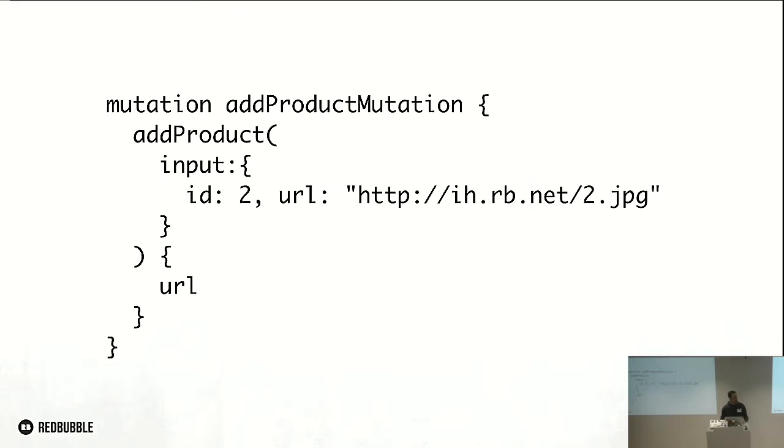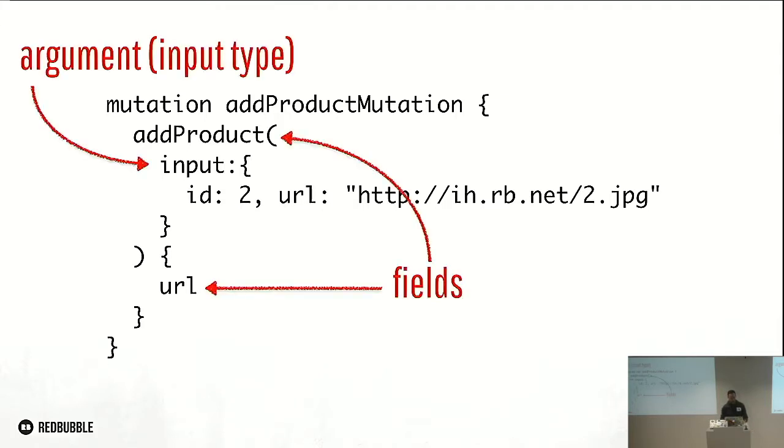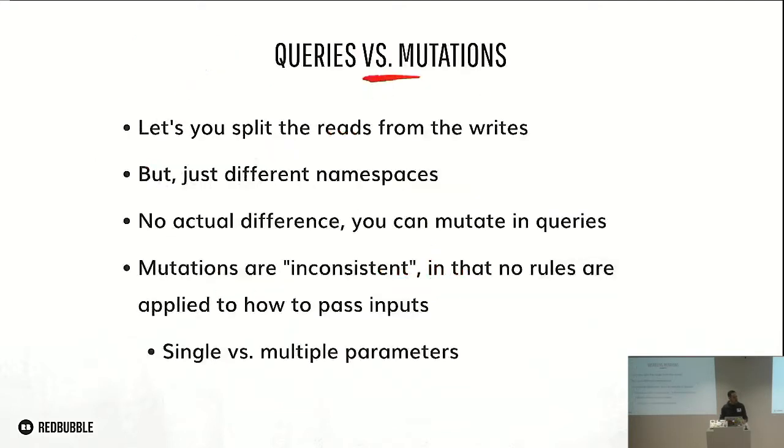So this is adding a product. We've got an input argument here, and again, we're adding a product with an ID of 2 and a URL. And the thing with mutations is that you can ask for the data back again. So when you've made that mutation, you can ask for the data back again. The same things apply for mutations as for fields. I've already talked about this.